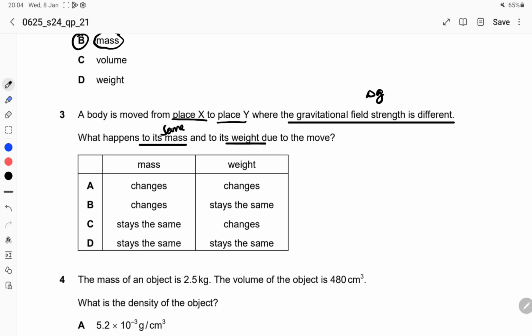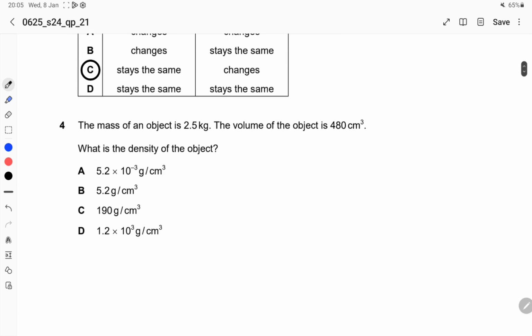But my weight is the gravitational force acting, and force depends upon field. So if your field is changing, your weight is going to change, which means this is changing. And the correct answer showing that mass is same but the weight is changing is C.